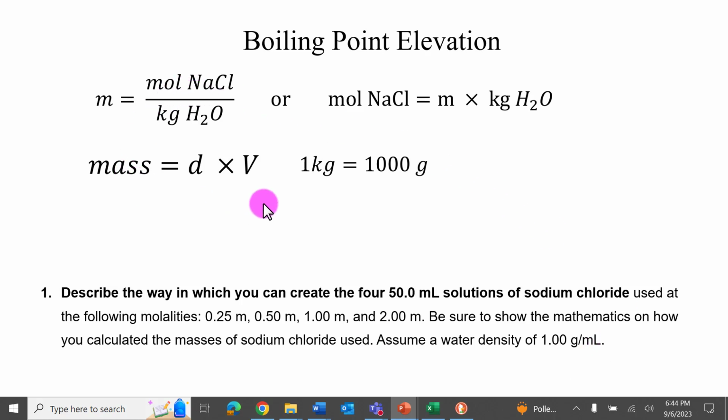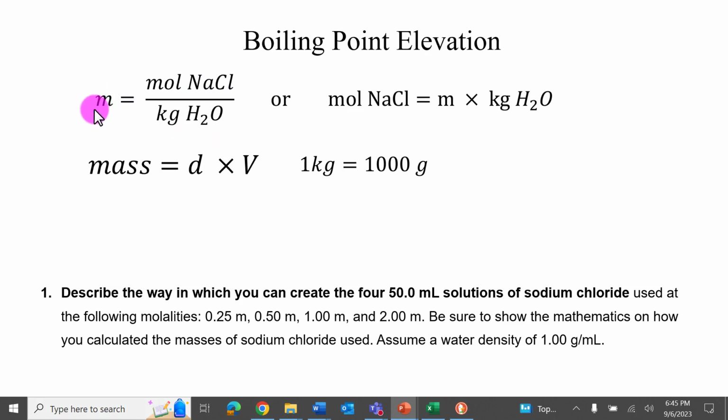Now, here are the formulas that you're going to need. The little m, molal, is supposed to be slanted to distinguish it from the other one, but I spelled this out as a mass. But this is molal, and by definition, molal is equal to the moles of your solute, which is NaCl in this case, over kilograms of solvent, which is water.